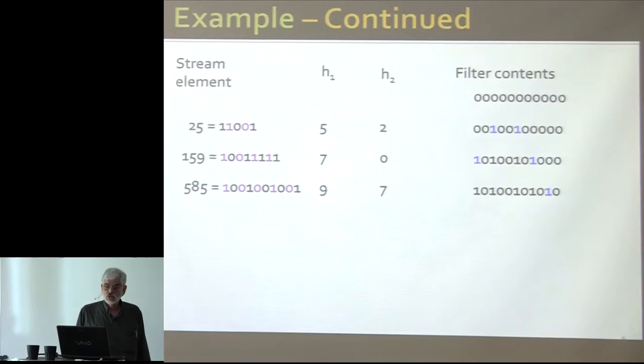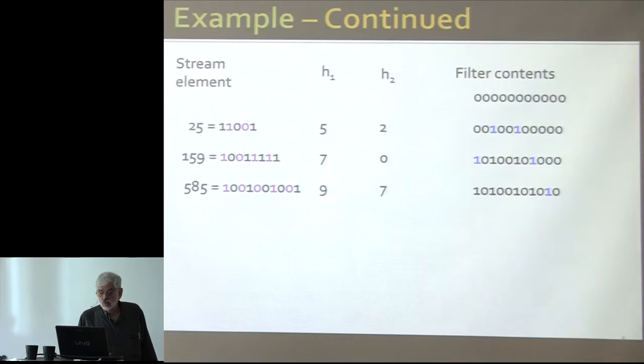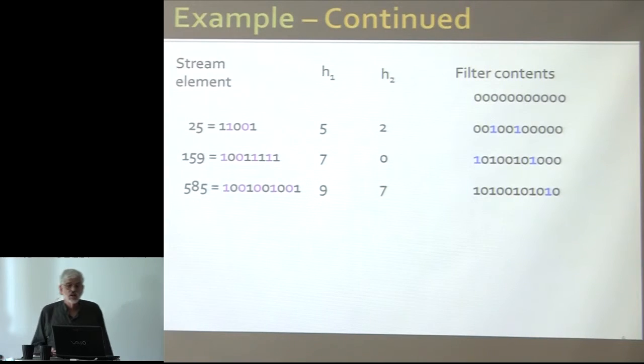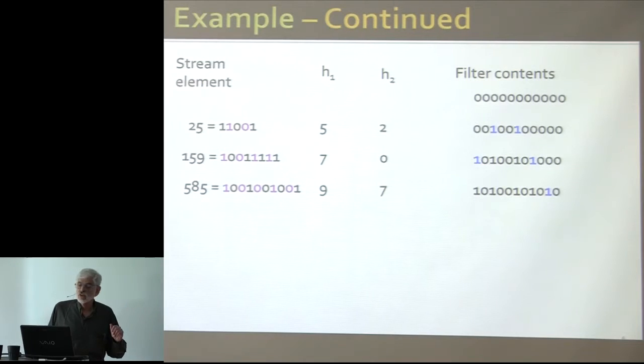Here's the next stream element. Again, we do the arithmetic. The black gives you 9. The red is 10010, which is 18. 18 modulo 11 is 7. So bits 9 and 7 get set. Well, 7 was already set to 1, so you don't set it again, or you can, it doesn't matter. And now bit 9 is set. So 5 of the 11 bits wind up being set. Okay?